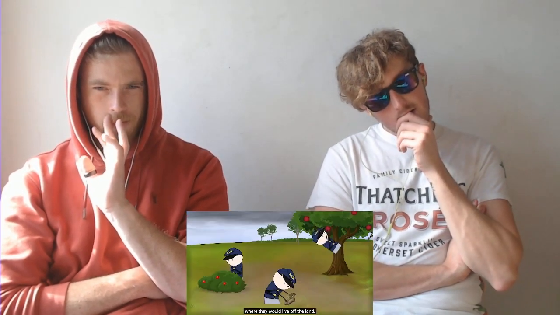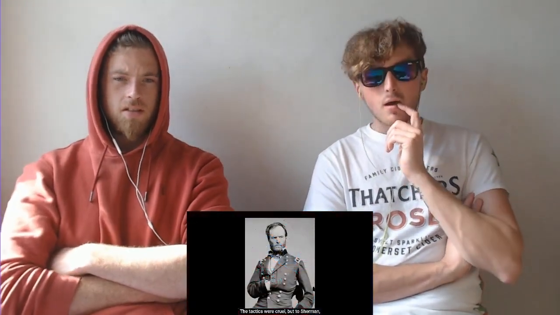Sherman decided to do something unprecedented. He would remove his 62,000 men from their supply line and march through the heartland of the Confederacy, where they would live off the land. There, they would wreak havoc. As they marched, they tore up railroads, burned farms, and destroyed communication lines. They also liberated thousands of slaves. The damage done was estimated at $1.4 billion. The tactics were cruel, but to Sherman, it was better than losing yet more men in battle.